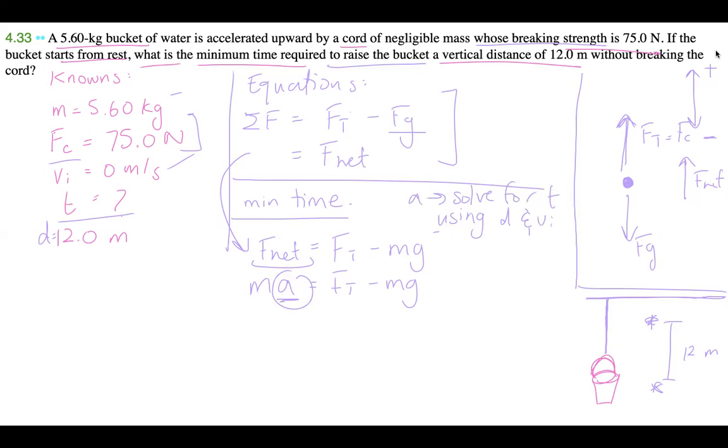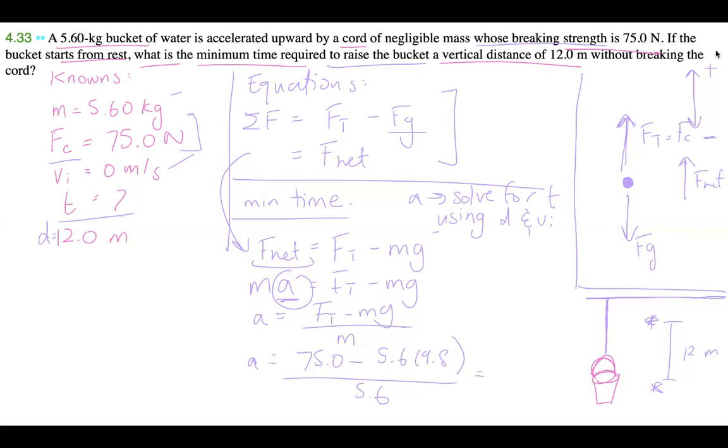Okay, so now, sorry, let's solve for A. So A is going to be equal to FT minus mg over m. And we already have all these values, right? So FT is 75 newtons minus mg, which is 5.6 times 9.8, and that's going to be divided by 5.6. So the acceleration, I'm just going to plug that into my calculator. I do these problems beforehand, but just really quickly and roughly, and I just want to make sure that I'm not making any mistakes right now.